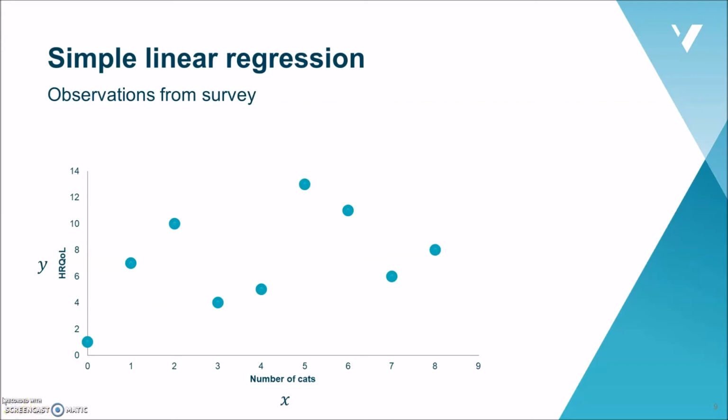In this example, higher quality of life scores mean a better quality of life. Based on this scatter plot, it appears that people with fewer cats in the home have a lower quality of life than those with many cats in the home. For example, one person with 0 cats in the home scores 1 on the quality of life scale, while a person with 6 cats in the home scores 11 on the quality of life scale.